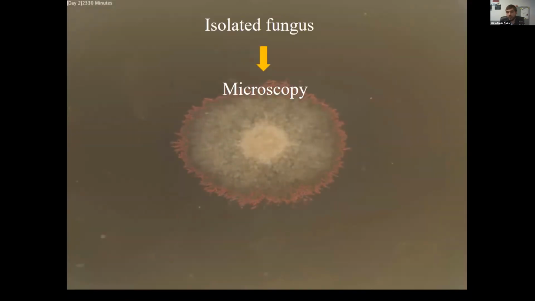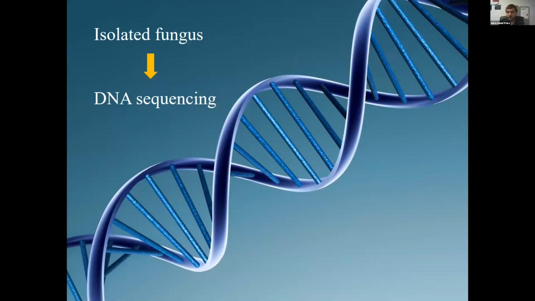We then did the identification through two methods. The first one was through microscopy. In the background, you can see a fungal growth. It has radial growth, so the inside of the colony is always the oldest part of the colony. We also used molecular methods, such as PCR and DNA sequencing, to identify other fungi that we isolated.